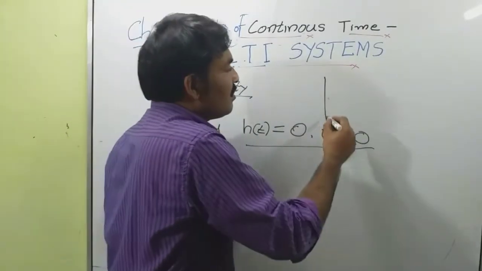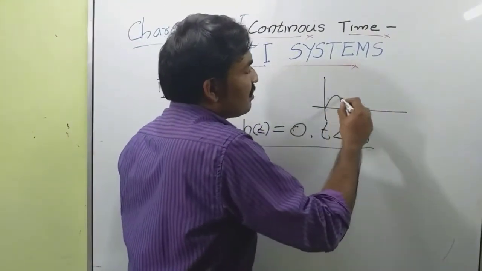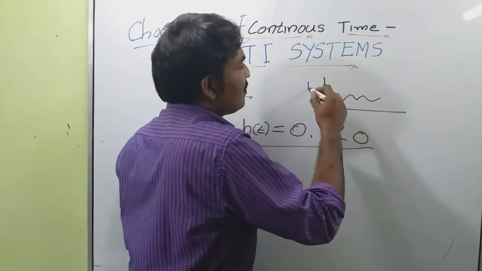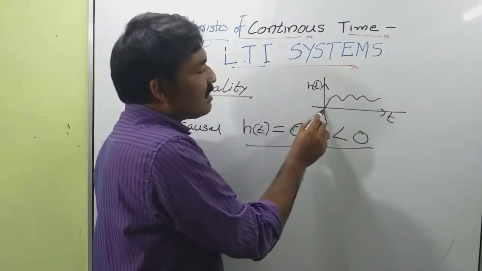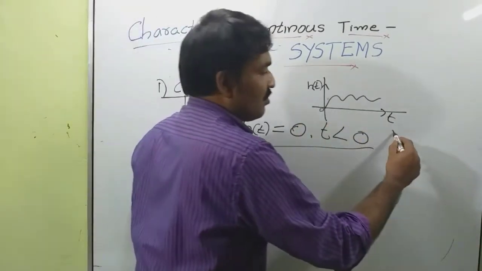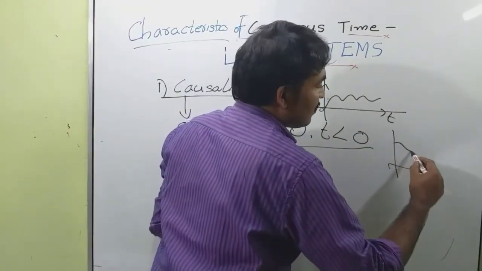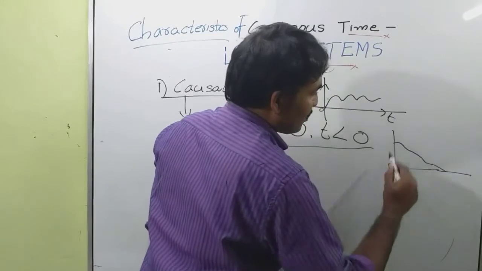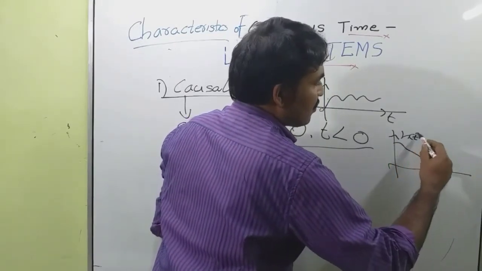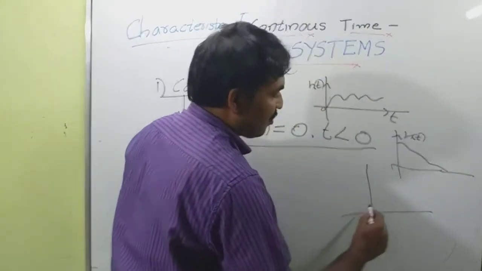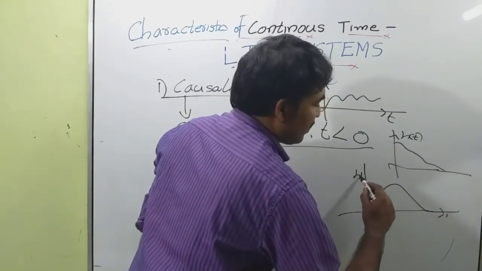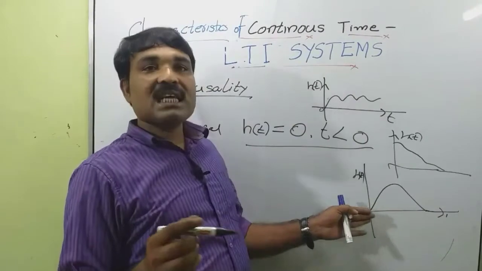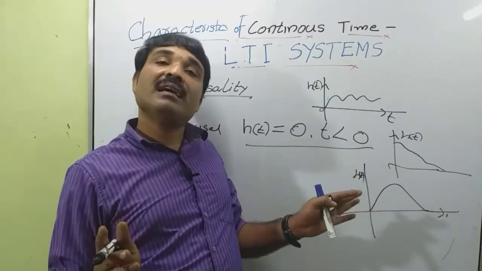For example, I am drawing like this, let h(t) be like this. This is the impulse response as a function of time. So the signal exists only for t greater than 0. Or let the signal be like this. This is our h(t). Then I can draw h(t) like this. These are all h(t). That means h(t) is available only for t greater than 0.